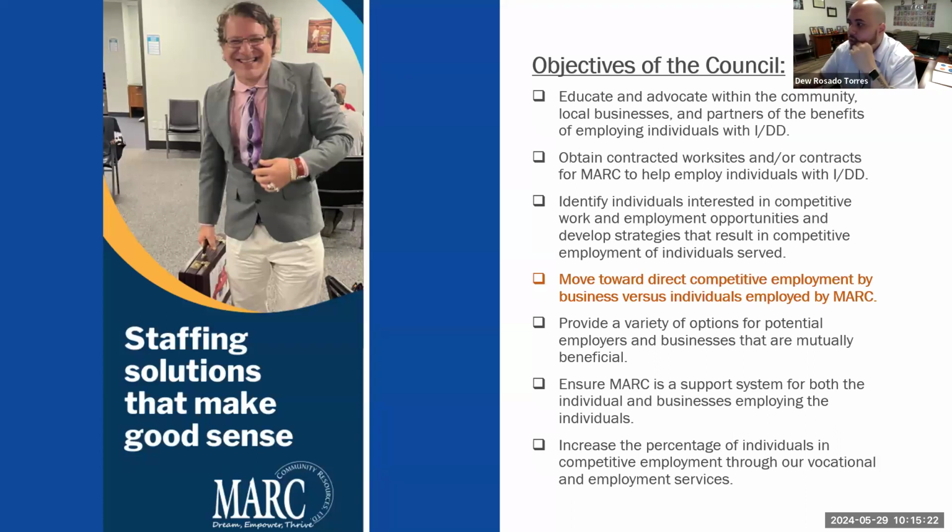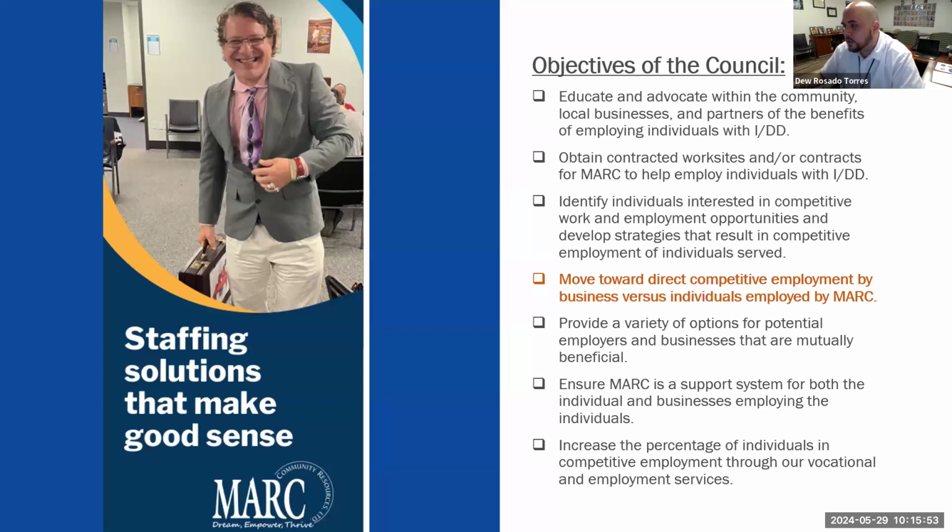So some of the objectives of the council are to educate and advocate in the community. We talked about talking to employers about our population and pointing out some data regarding our population as far as them being a reliable employment source and how skilled they are. Another objective is to obtain contracted work sites for our individuals. That would be a contract through Mark, where we have our individuals go there and work for a period of time, and they essentially pay us to pay our individuals. We also identify individuals' interests in competitive work and employment opportunities, and develop strategies to help them become competitively employed.